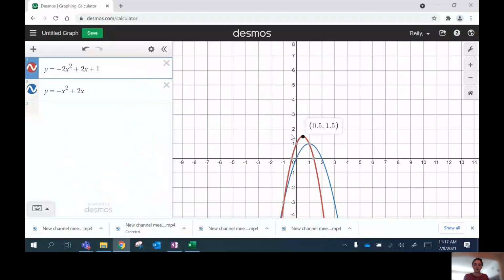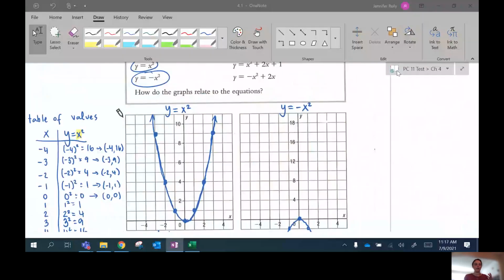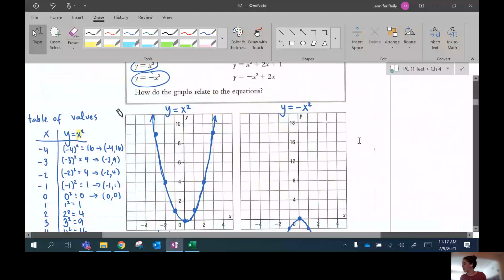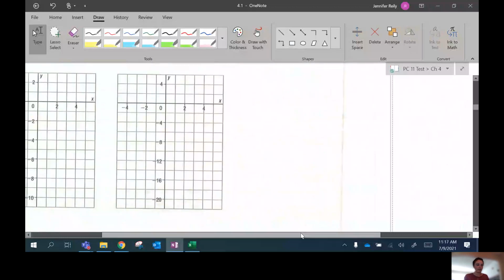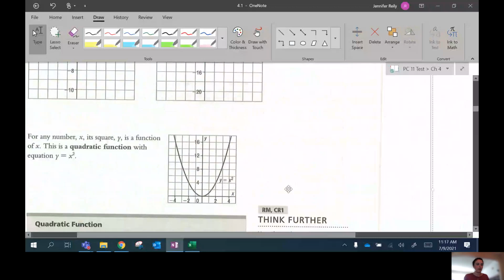So if I change that to a -2, see how it starts facing downwards. We'll discover lots of patterns like that throughout the lesson. Let's learn some keywords now that you know what the shape is. Whenever you see a quadratic function, it's going to have that parabolic curve shape. It's not going to be a straight line like you've seen in previous classes. So there's some more graphs there. We're going to go down to here.